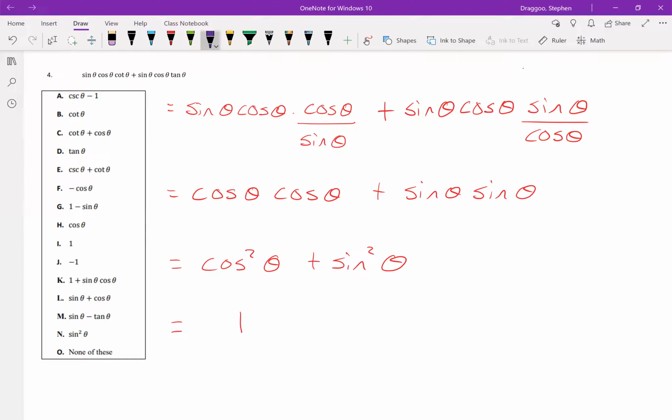And then in each of these two terms, I have some factors that simplify. Term on the left, I have a sine of theta in both the numerator and the denominator. In the term on the right, I have a cosine theta in the numerator and in the denominator. Reducing those pieces away, I have left cosine times cosine on the left and sine times sine on the right, which is cosine squared plus sine squared. And I know from the Pythagorean identity that that is equal to 1. So option I.